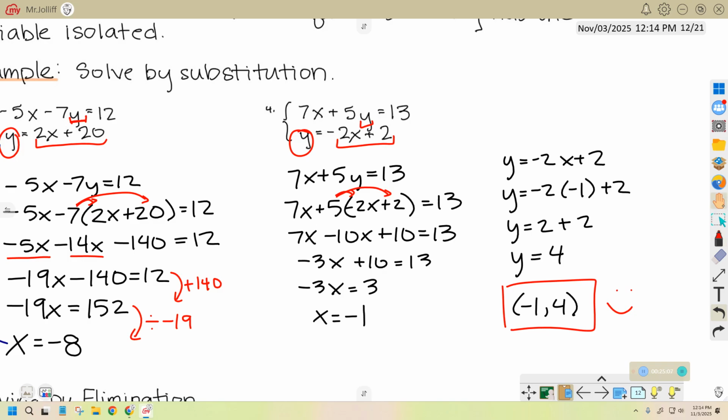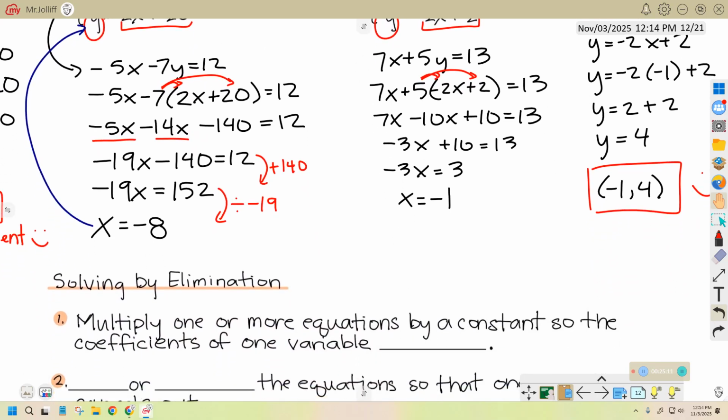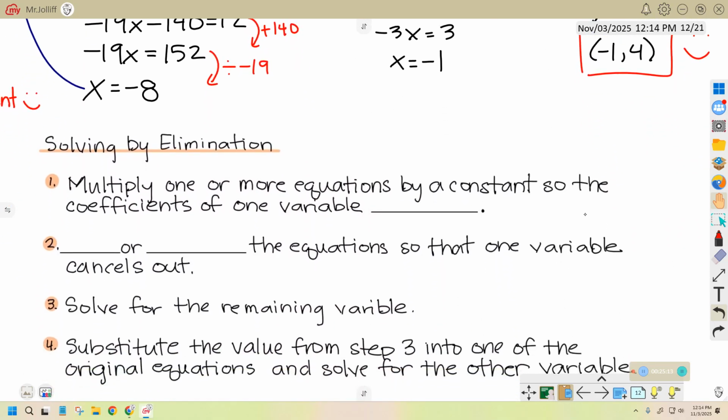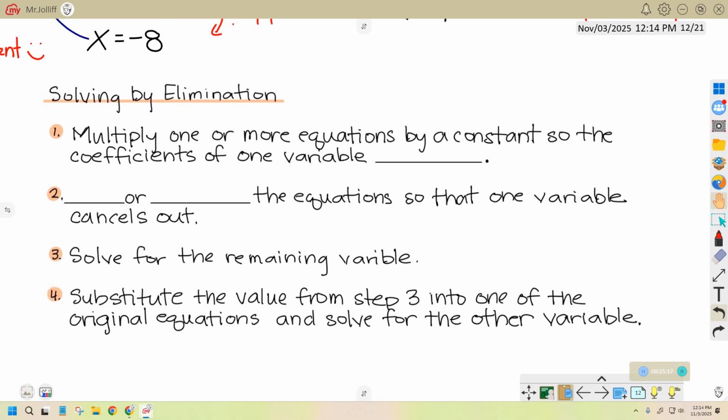Okay. So the last method is the method that connects to the method we're going to introduce tomorrow. It's related to the new method. The idea with elimination is we're going to combine the two equations into a single equation by adding or subtracting in such a way that one of the two variables cancels out, either the x or the y.